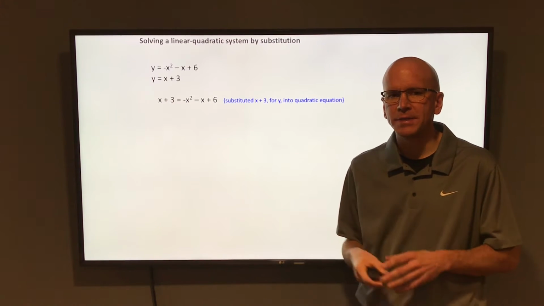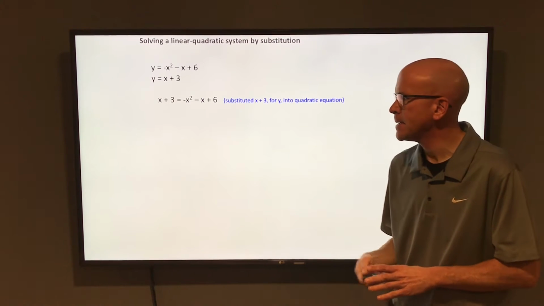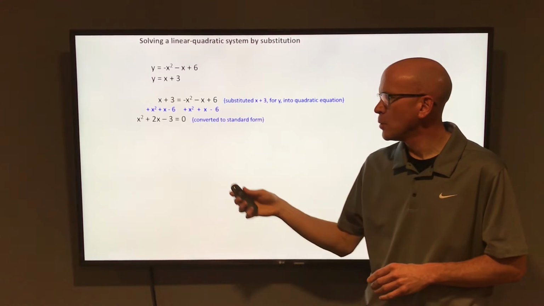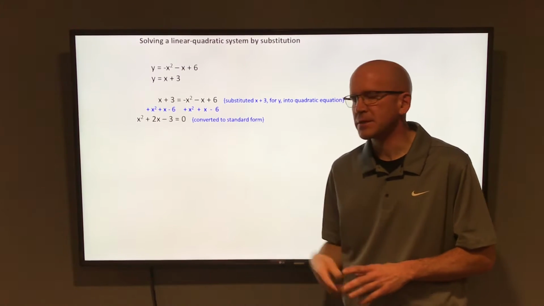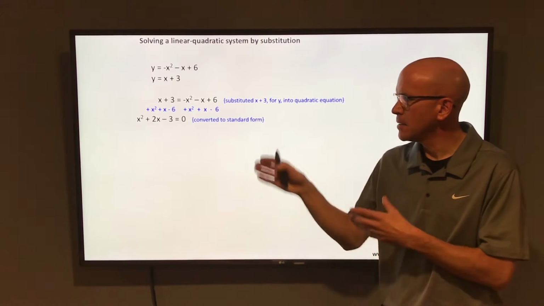You can get everything to one side equal to 0. It's a good idea to keep the x squared positive for factoring reasons. So we're going to add x squared, add x, and also subtract 6 from each side. When you do that, you get x squared plus 2x minus 3 is equal to 0. So we have everything to one side equal to 0. The x squared is positive.